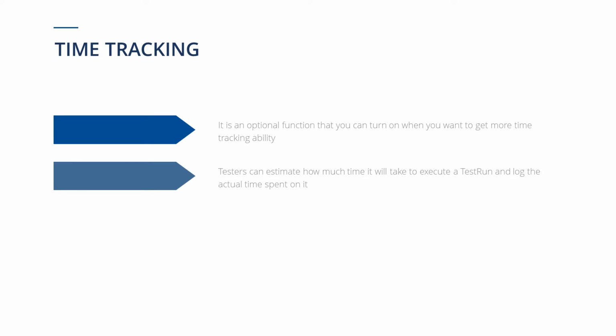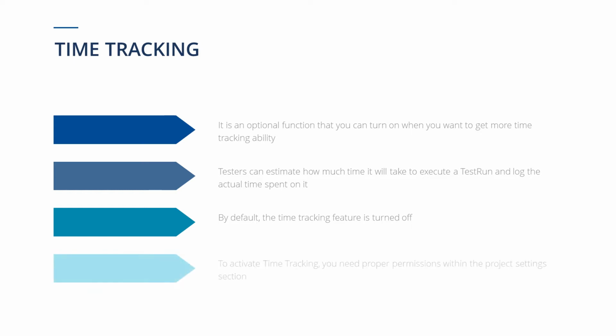So testers can estimate how much time it will take to execute a test run and log the actual time spent on it. By default, the time tracking feature is turned off and the execution time fields within the Test Execution tab are not visible. To activate time tracking, you need proper permissions within the Project Settings section.